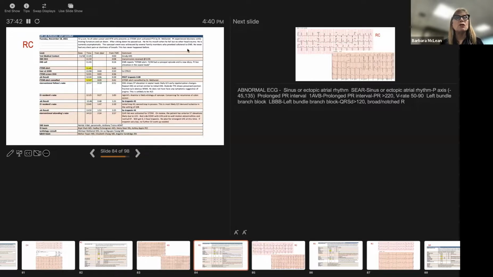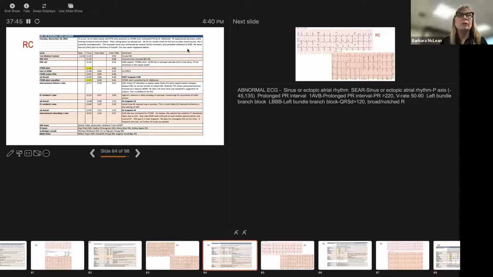Okay, so we look at this patient, a 72-year-old male with a history of colon cancer and hypertension, who presents as a STEMI alert activated by our cardiologist. The patient had dizziness while moving furniture, and he sat down. After he sat down, he passed out and hit his mouth, but he has no other head trauma, and he's asymptomatic. The syncopal event was witnessed by family members who provided information, I believe, to EMS. He never had any chest pain or shortness of breath, and this has never happened before. So he's brought to our emergency room.